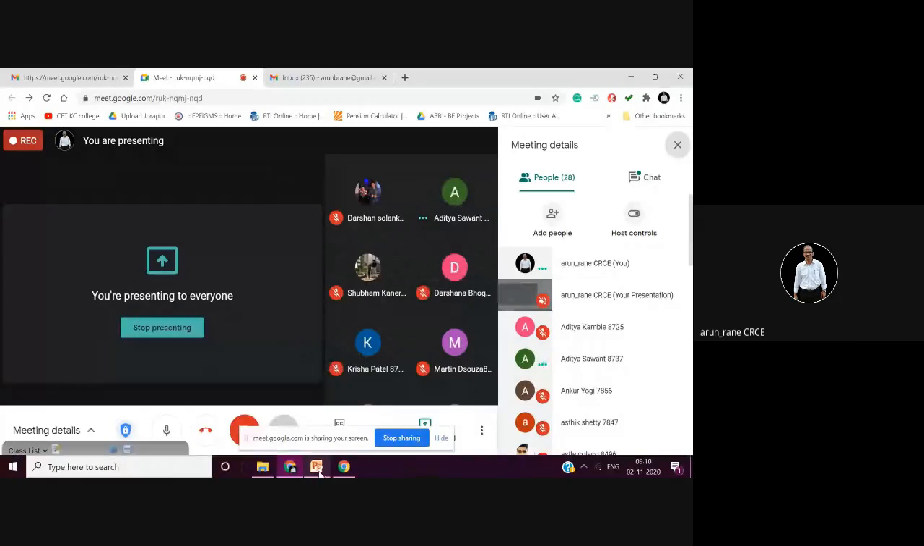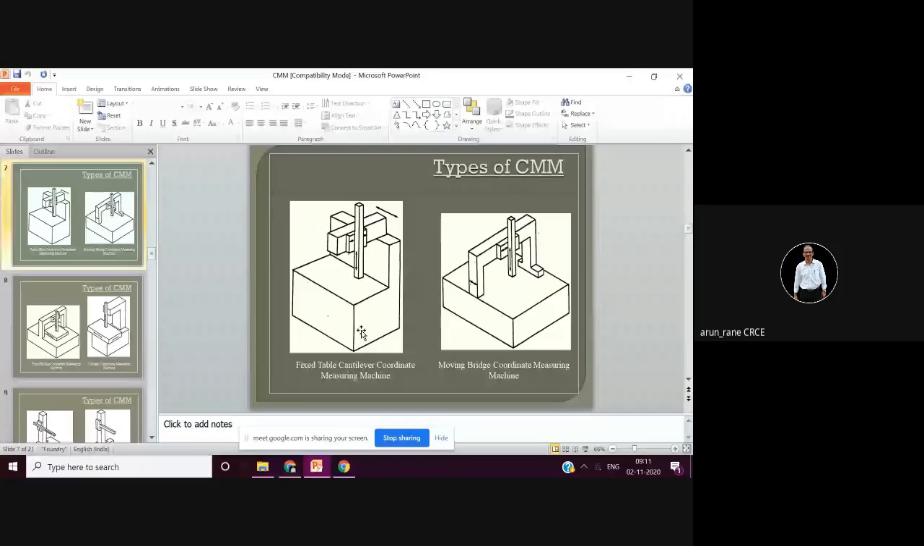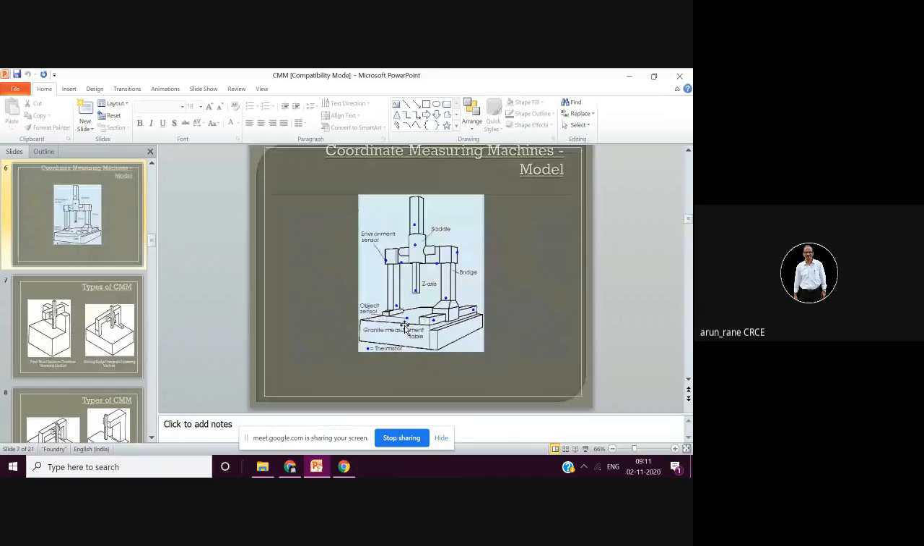Okay, so there are other types of CMM, coordinate measuring machine. Aditya, this screen is visible, no? CMM. Yes, sir. So if the question asks types of CMM, then you need to draw these simple figures. One is what we already discussed, that is this. This is most commonly used.